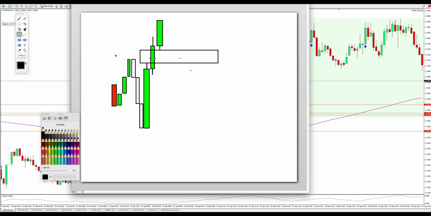Okay, let's say price came down to here. Our fair value gap is now here. Let's say this happened. Price went up like that. Our fair value gap is now here. Okay, so hopefully you understand fair value gap and how to identify one.